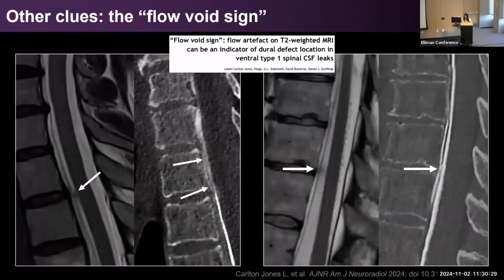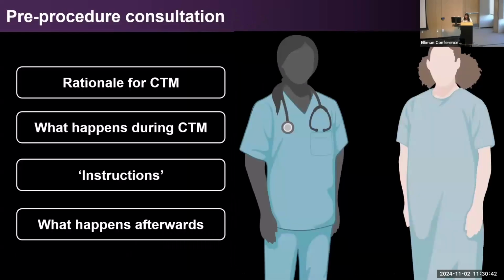And Dr. Lutzen mentioned this paper that we just published. We see this flow void sign in various forms over half the time. And we use this to change our myelographic strategy and reduce the range and therefore reduce radiation exposure. So when I meet the patient before a procedure, I'm going to be explaining what we're doing the CT myelography for.